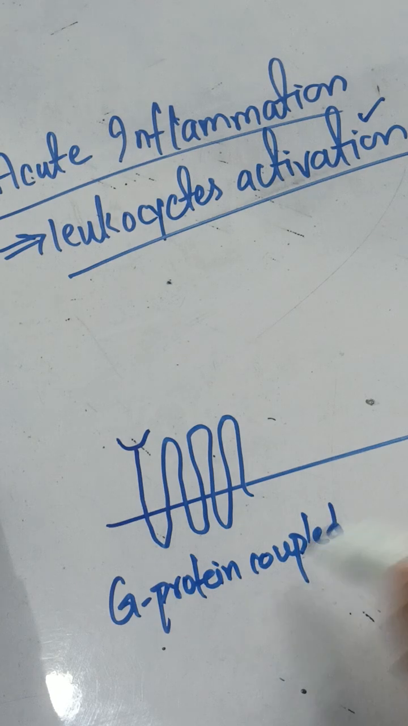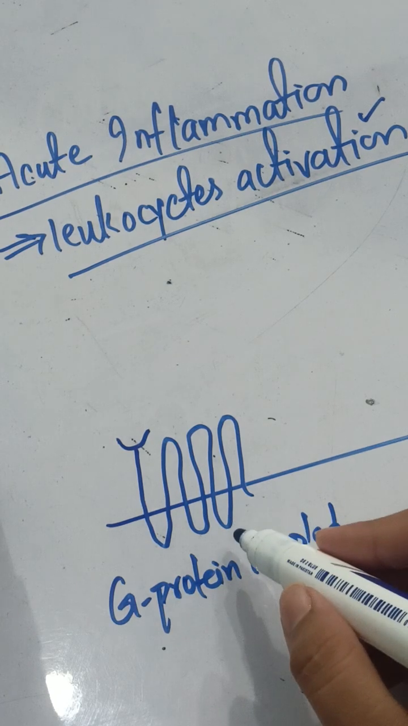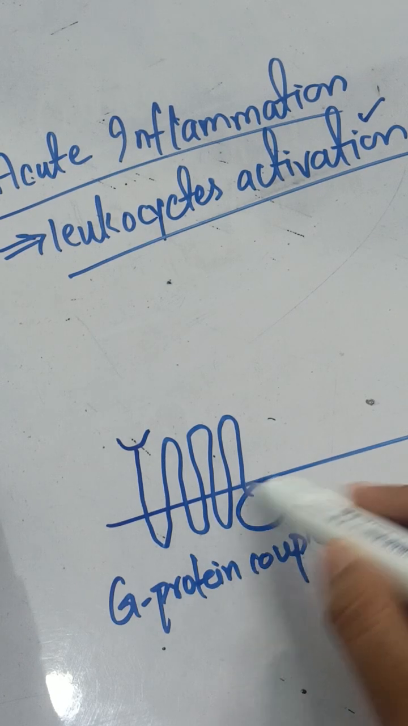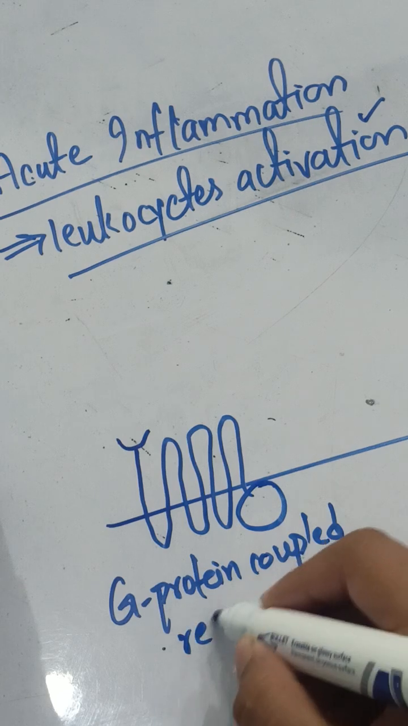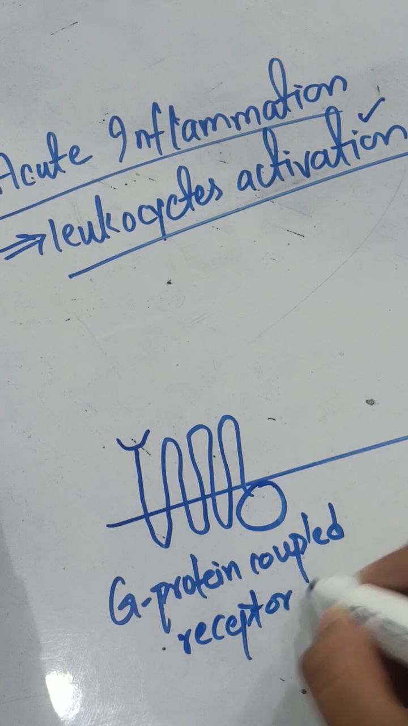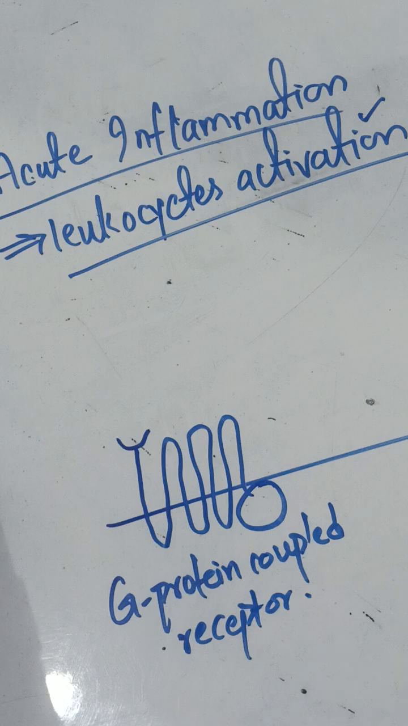These are receptors that are coupled with a protein. This is called a G protein. So this is a G protein here. This is the first receptor present on the leukocyte.